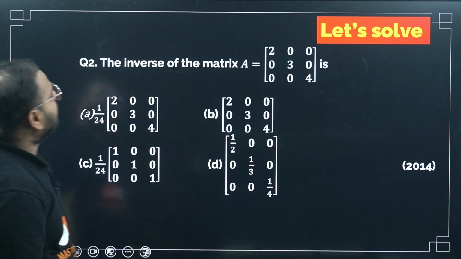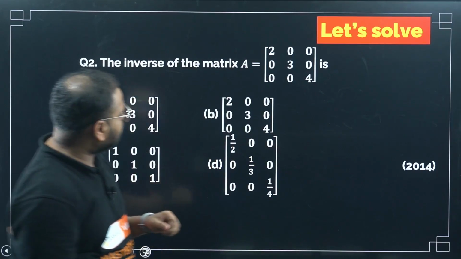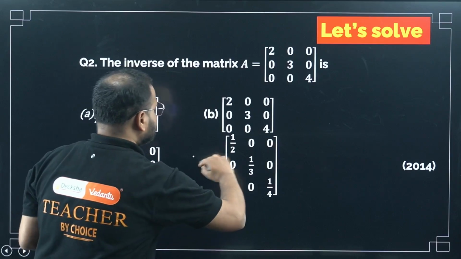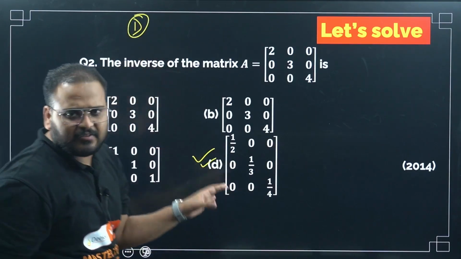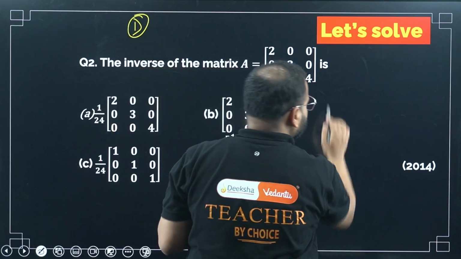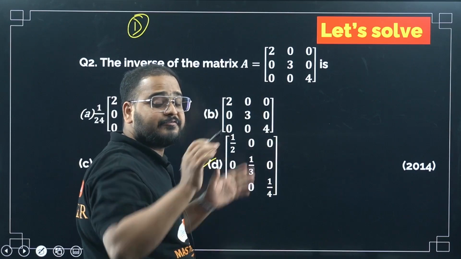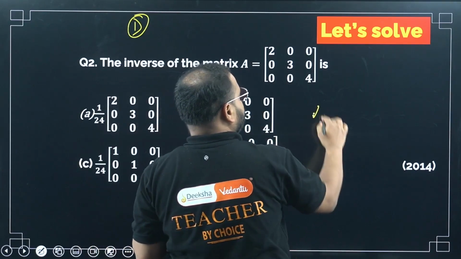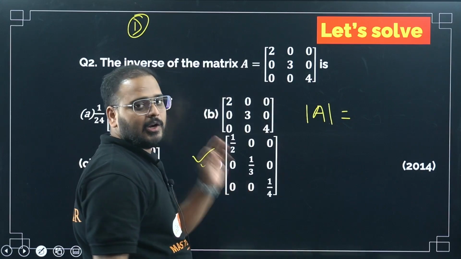Question number 2, inverse of the matrix. I don't think you need help in this. I think the answer is D in this case. We can get it directly, but let me solve it anyway. It's the first question on inverse, and if somebody has forgotten this concept, we'll revise it for them. First thing, how do we find the inverse? Check the determinant of A. If it comes equal to 0, we can't find it. It has to be only for a non-singular matrix.